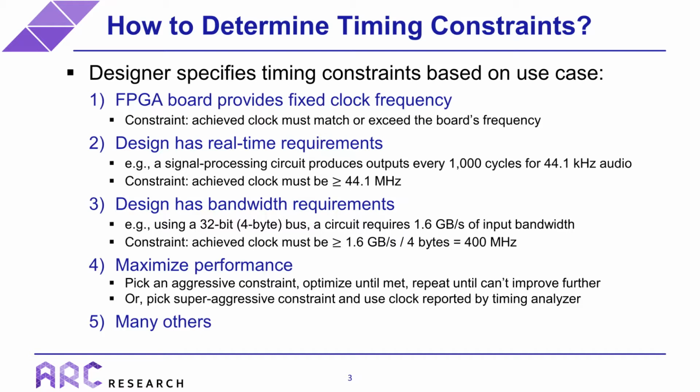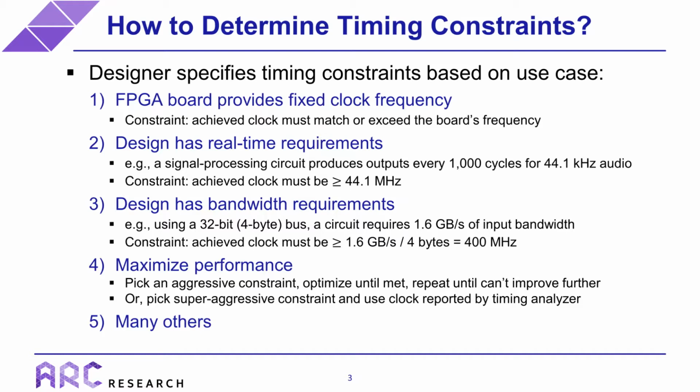A second example would be when working with an application that has real-time requirements. Let's say, for example, that you have a signal processing circuit that must produce outputs every 1,000 cycles while processing 44.1 kilohertz audio. So this means that we have to have 44.1 thousand outputs every second, which means we need to have a clock frequency that is 1,000 times faster than that, or 44.1 megahertz, which would then become our timing constraint.